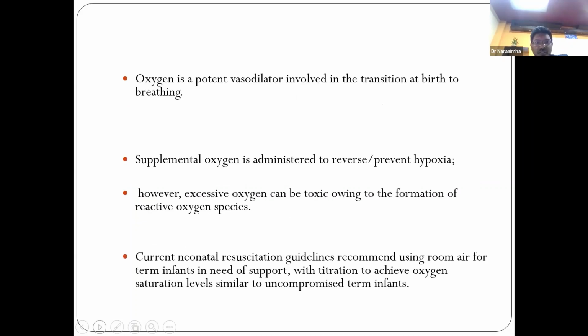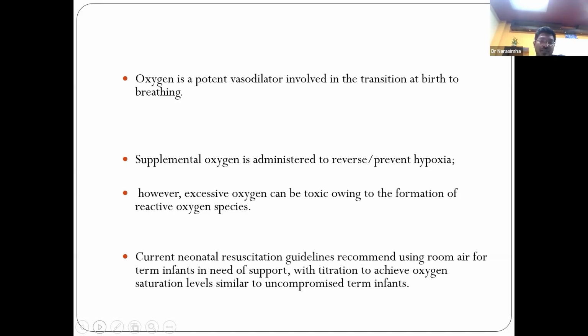Next slide, please. Oxygen is a potential vasodilator involved in the transition to breathing at birth. It is a potent vasodilator during the transition from the fetus to the neonate immediately after delivery. Supplemental oxygen is administered to reverse hypoxia. I told you hypoxia means a decrease in the oxygen levels, and supplemental oxygen helps us to reverse or prevent hypoxia.